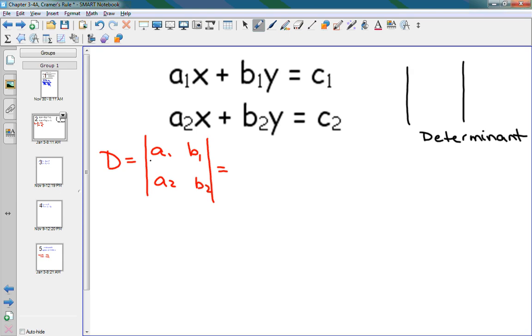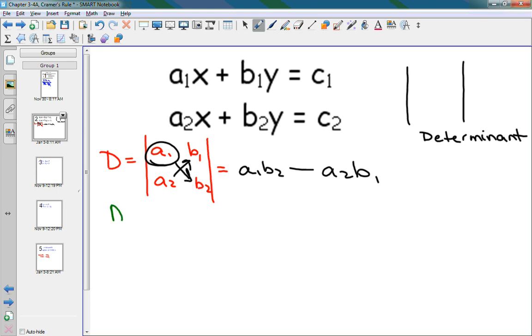How do we start that? Always at the top left-hand corner, you cross multiply. So that's going to give you A1 B2, and what did I tell you they were? It's the difference of them. So what's difference mean? You always have subtraction, and then you subtract off the other diagonal, which gives you A2 times B1. This is going to give you a numerical value. You will not have any variables in this. Okay?